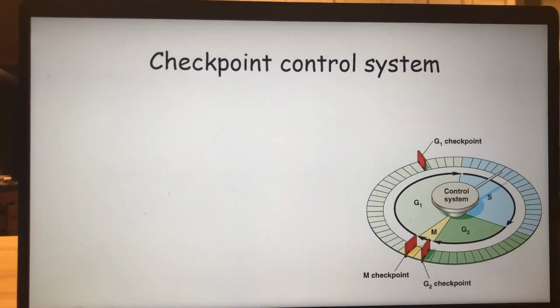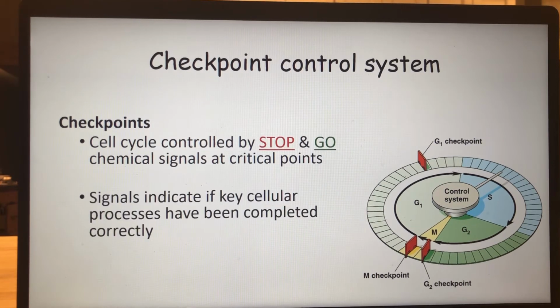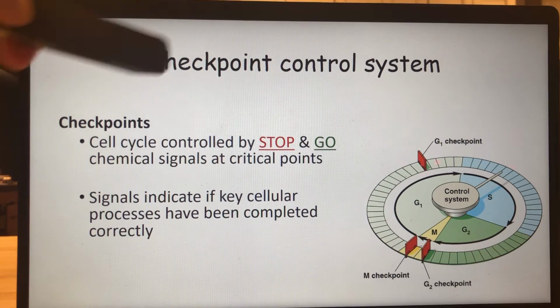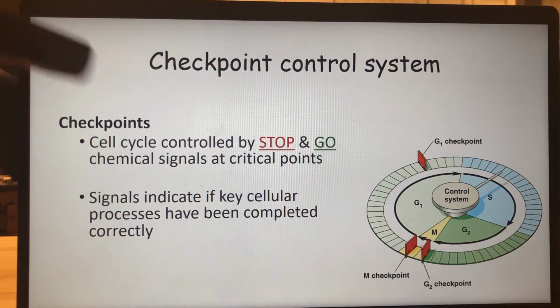All right, so here are our checkpoints. These are the things that get to decide if a cell keeps going in the cell cycle. Remember, cancer is the inability to control this cell cycle. Basically, cells just keep going.